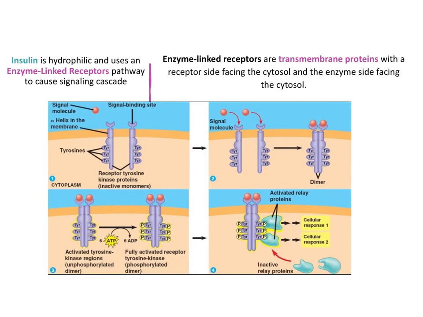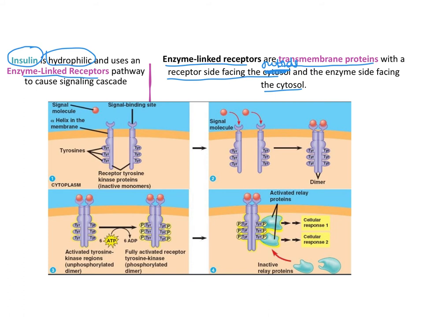Okay, so like I said, insulin, which like we saw before, is a protein. It's hydrophilic, which means it's not going to enter the cell, but it's going to bind to a receptor, and the type of receptor it binds to is called enzyme-linked. Enzyme-linked receptors are transmembrane proteins with a receptor facing the outside of the cell, the extracellular space, and the enzyme is on the cytosolic side.